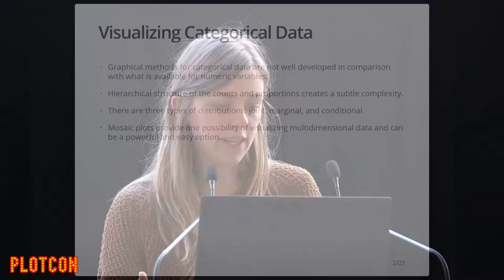In fact, there are three types of distributions, the joint, the marginal, or the conditional, that we may be interested in examining, and each supports different kinds of questions about our data. So I wanted to introduce mosaic plots as one possibility of visualizing multidimensional data as a powerful and easy option.